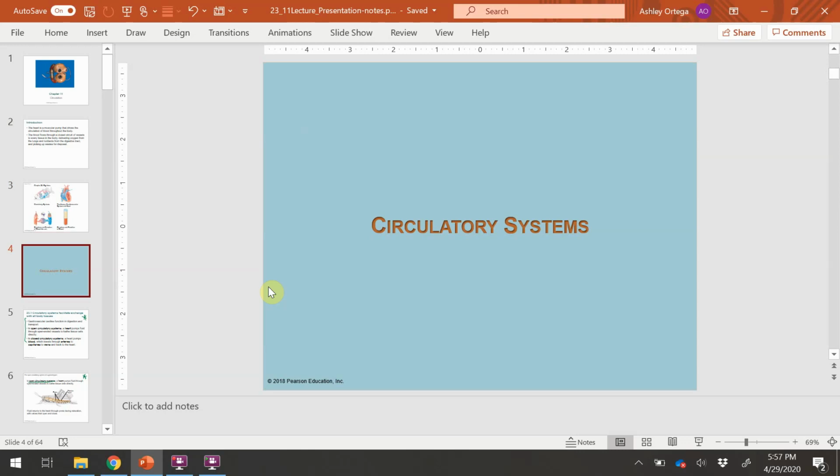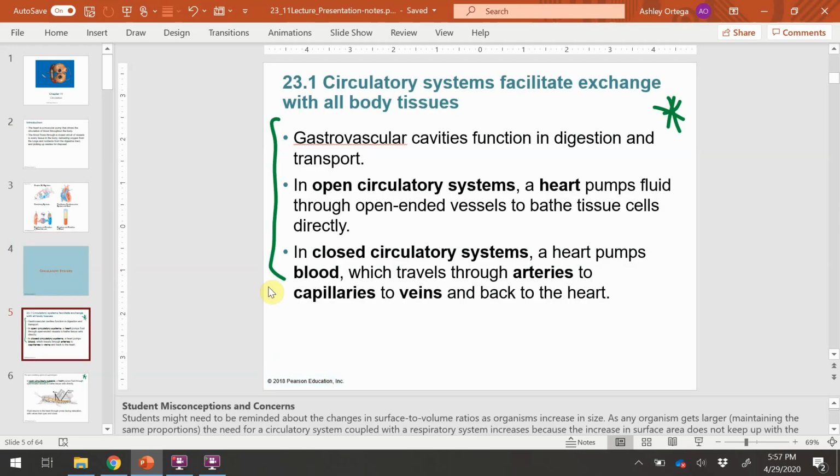So first off, let's take a look at some circulatory systems from some animals. They are going to facilitate exchange with all body tissues. The simplest of cavities is the gastrovascular cavity that we've seen in other chapters, and this aids in digestion and in transport. We will continue on and look at other circulatory systems of the open variety and the closed type.